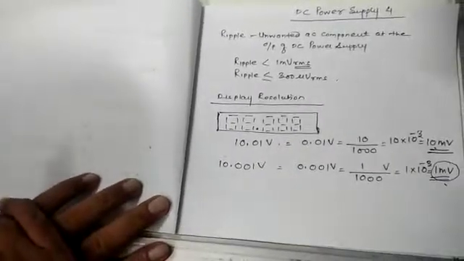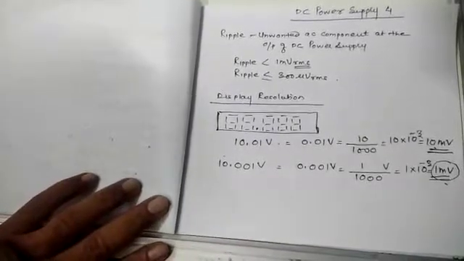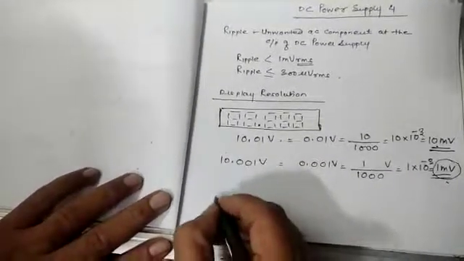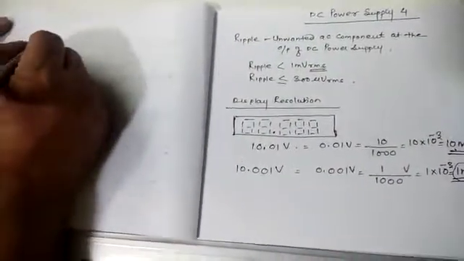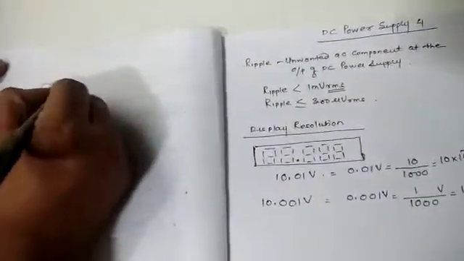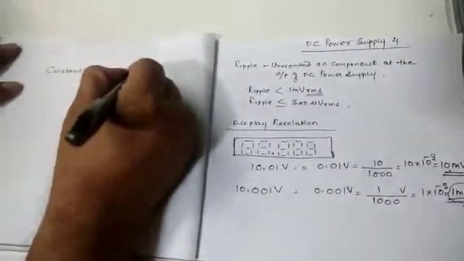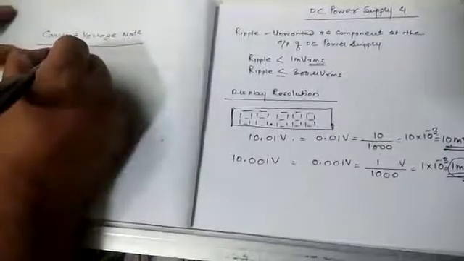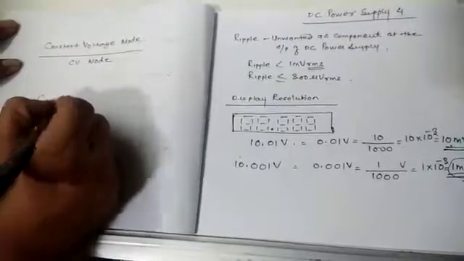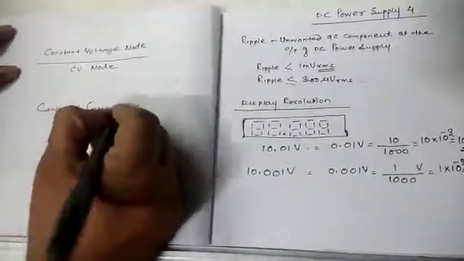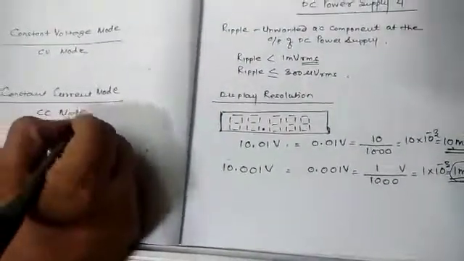But mostly people have 10 millivolts as the voltage resolution, display resolution. In the next video we will see two important parameters of a power supply: constant voltage mode, commonly called CV mode, and secondly constant current mode, called CC mode. Thank you.